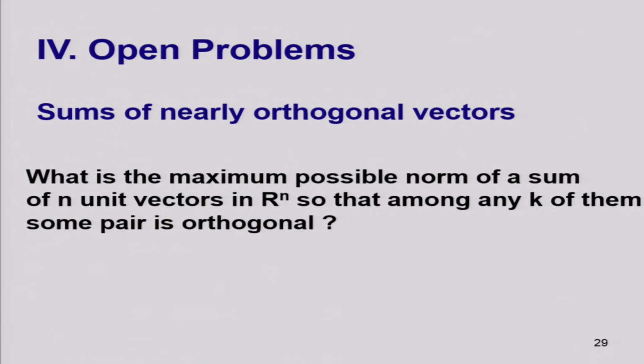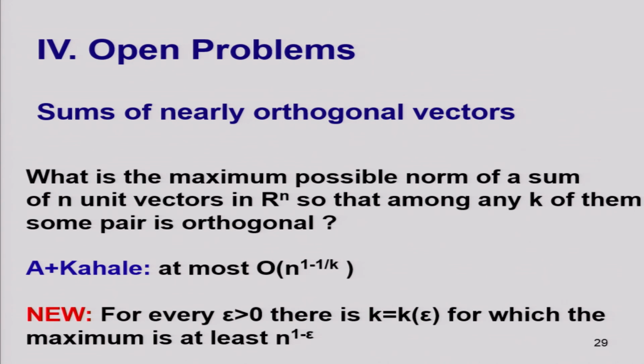The first example that I talked about, it's natural to try to extend the 3 to k, and you can ask, and this will again correspond to the maximum value of the theta function of a graph with independence number k. So what is the maximum possible norm of a sum of n unit vectors so that among any k of them, some pair is orthogonal? And it can be shown, and this we showed some time ago, that this is at most n to the 1 minus 1 over k. You see, if you plug in k equal to 3, that's the n to the 2/3 we had before.